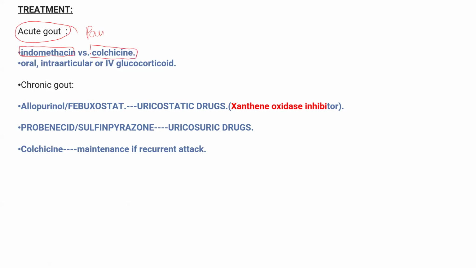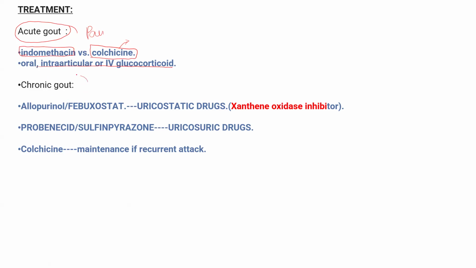Colchicine is specific for gout associated pain. So we can use either indomethacin or colchicine. We can give oral, intraarticular, or IV glucocorticoids when the patient is not fit to take indomethacin or colchicine. If the patient has chronic kidney disease, some allergy, or gastritis, we can give intravenous or intraarticular steroid.